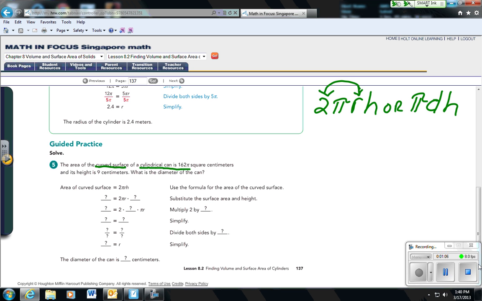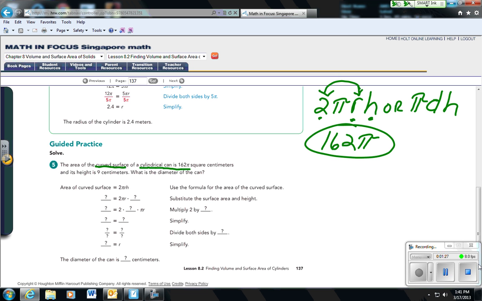So what they did is they multiplied 2 times the radius times the height. And when they did that, they got 162. And then you would do 162 times pi. So what they did, they just didn't do the 162 times pi. So they're telling you that that's the area of the body, 162 times pi.